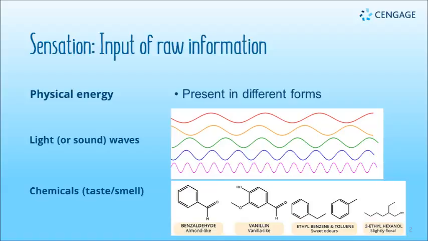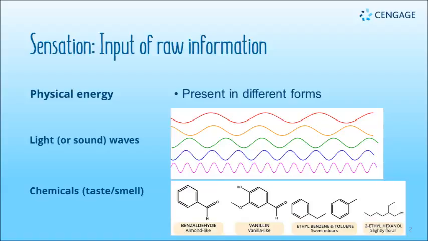In this image here, we have a depiction of different light waves, and this illustrates how the properties of the waves influence what you perceive. Things that appear red have a longer wavelength. Things that appear blue or purple have a much shorter wavelength.